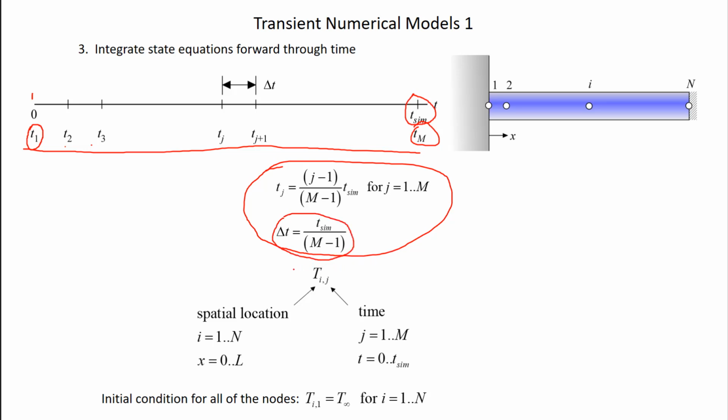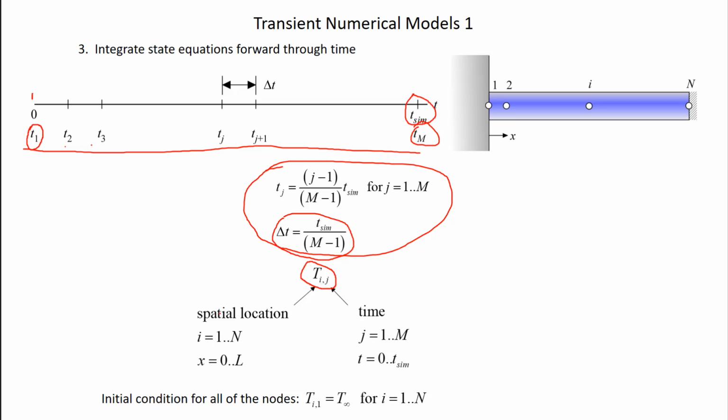So one thing we have to be really careful of when we're doing these kind of problems is bookkeeping, right? So every temperature needs to have 2 subscripts now. I need to know what spatial location am I talking about, which of these nodes am I talking about? And then I need to know at what time am I talking about? So where along this axis of time? So you can do this different ways. I'm going to do it so that the first subscript is i and the second is j.